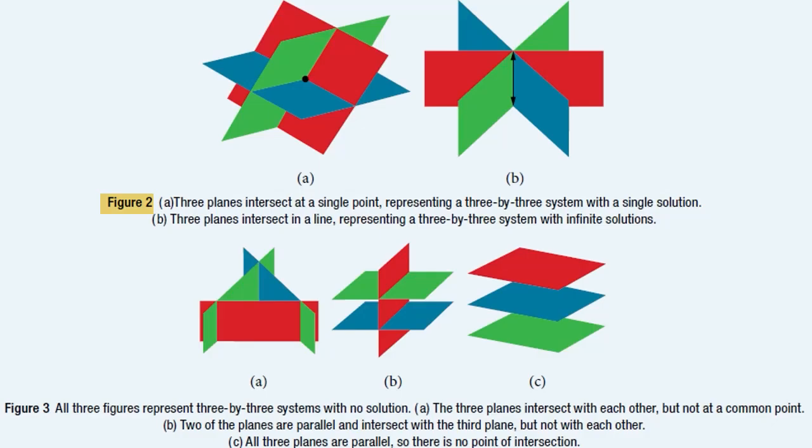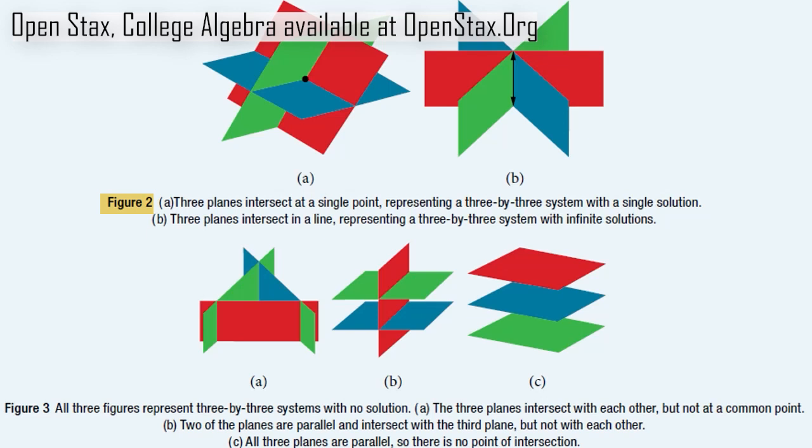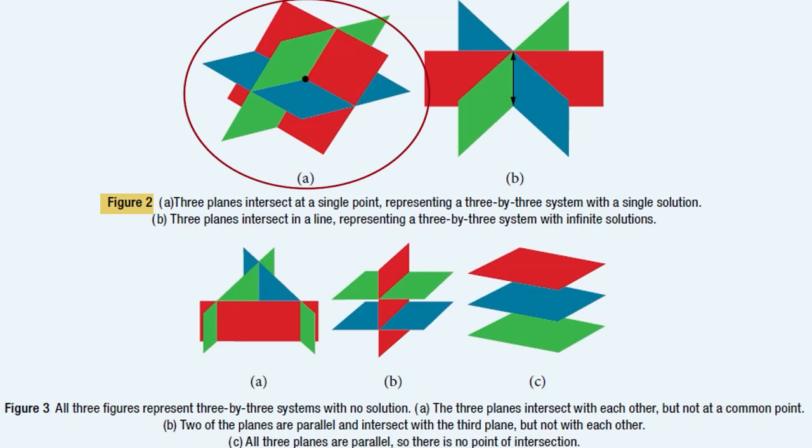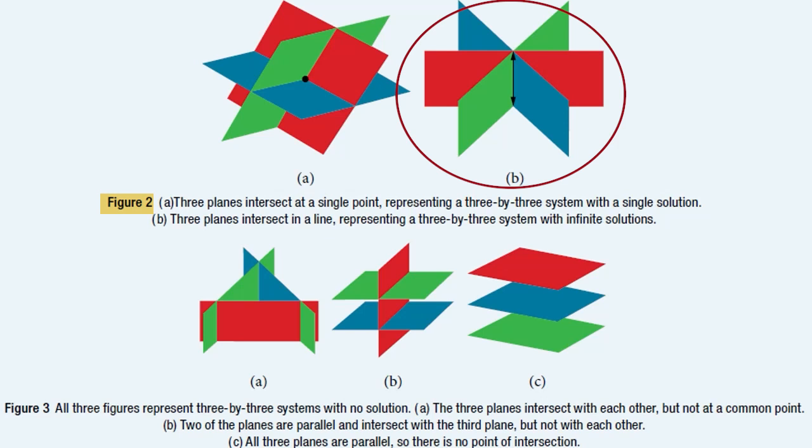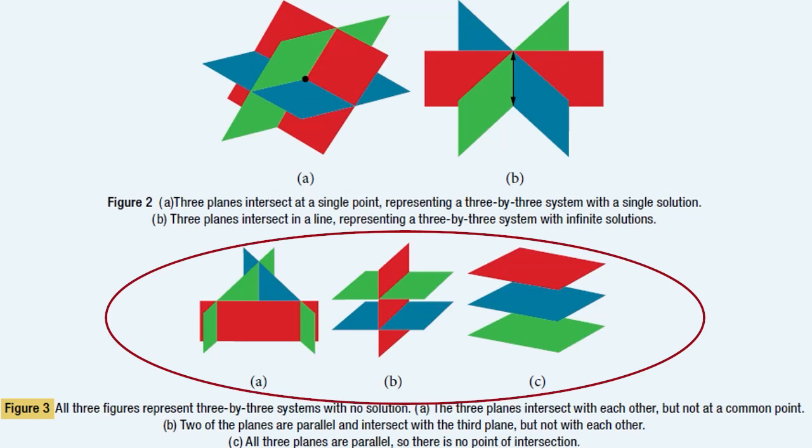3 equations in 3 variables is 3 planes that intersect at a single point. In this case, the point is (negative 4/3, 2, 2). In figure 2 here, on this graphic from the OpenStax open source textbook on college algebra, you can see in part A we have 3 planes that intersect in a single point. In part B, we have planes that intersect in a line, which shows a system with infinite solutions. In figure 3, we see all 3 figures represent 3 by 3 systems, but there are no solutions. 3 planes might intersect with one another, but not at a common point, or we could have 3 parallel planes.